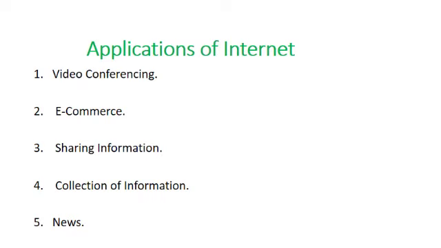Next is sharing information. You can share information with other people around the world through internet. The scientists or researchers can interact with each other to share knowledge and to get guidance. Sharing information through internet is a very cheap and fast method.